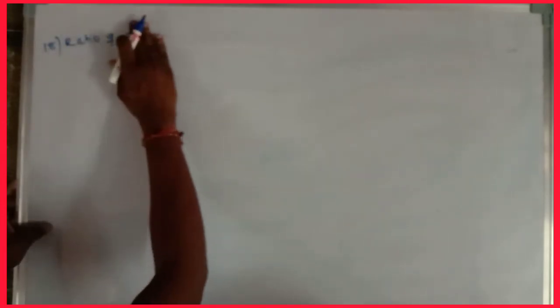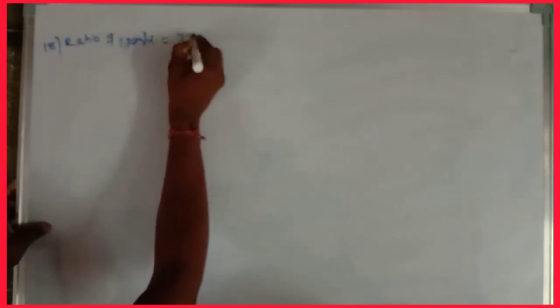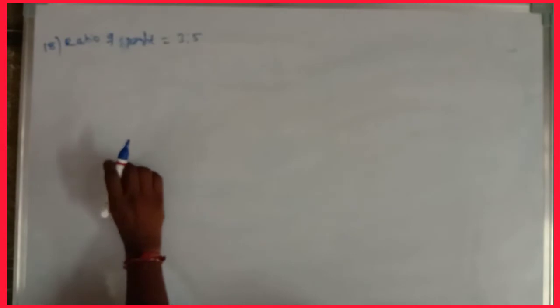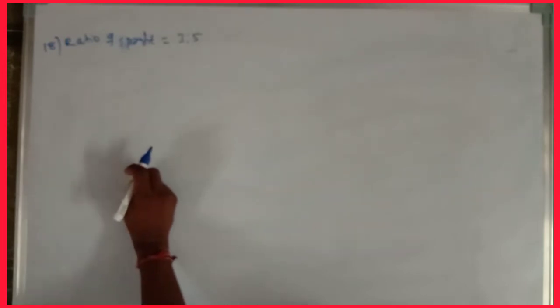So next, the 18th question. Krishna and Balram share the profit in the ratio 3:5, and the total investment is rupees 16 crores. Then Krishna's share in the total investment is what? The ratio of profit is 3:5.